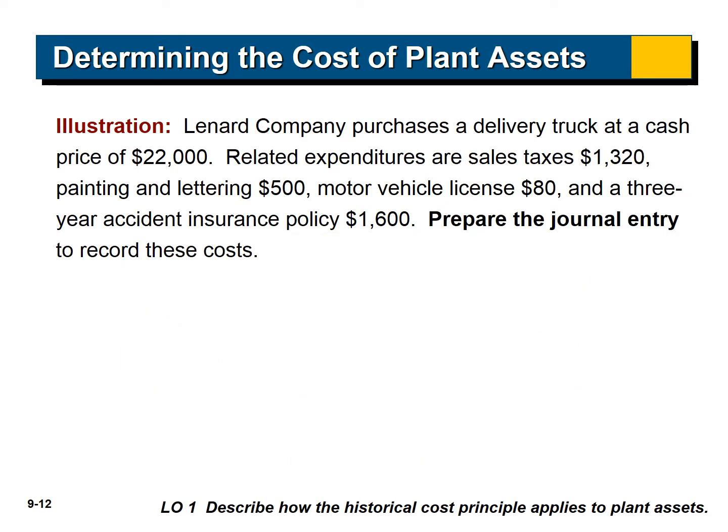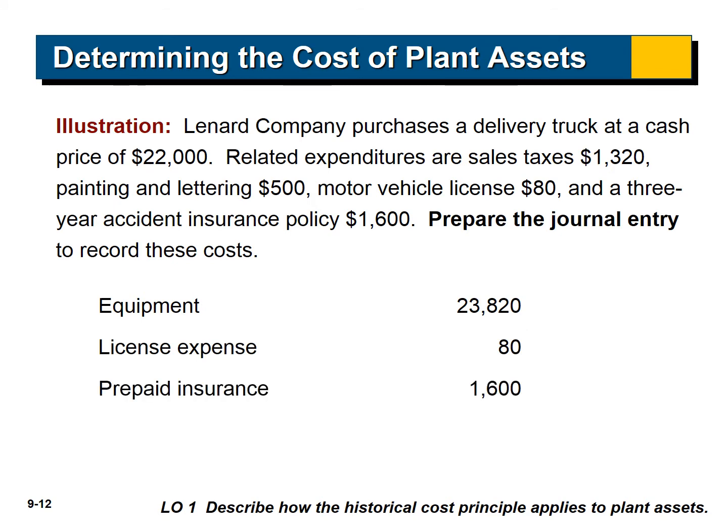Now, how are we going to record the journal entry for that? Debit equipment, that's the 23,820 we saw on the previous slide. The license fee and the insurance are separate. And then we still had to pay for them. They're just not actually in the equipment account. So the equipment account includes all those things except, in this case, the license and the insurance.